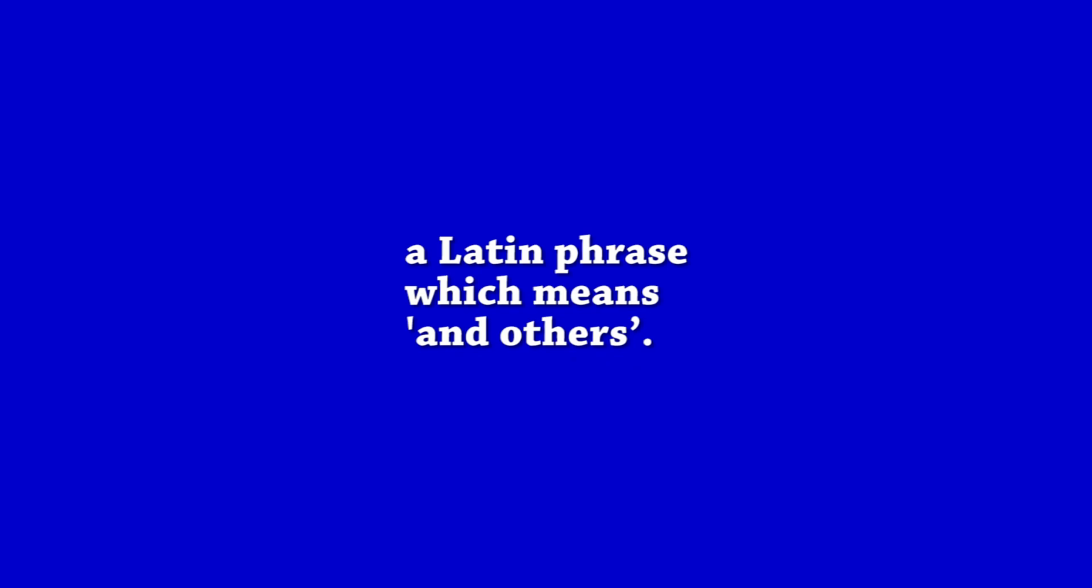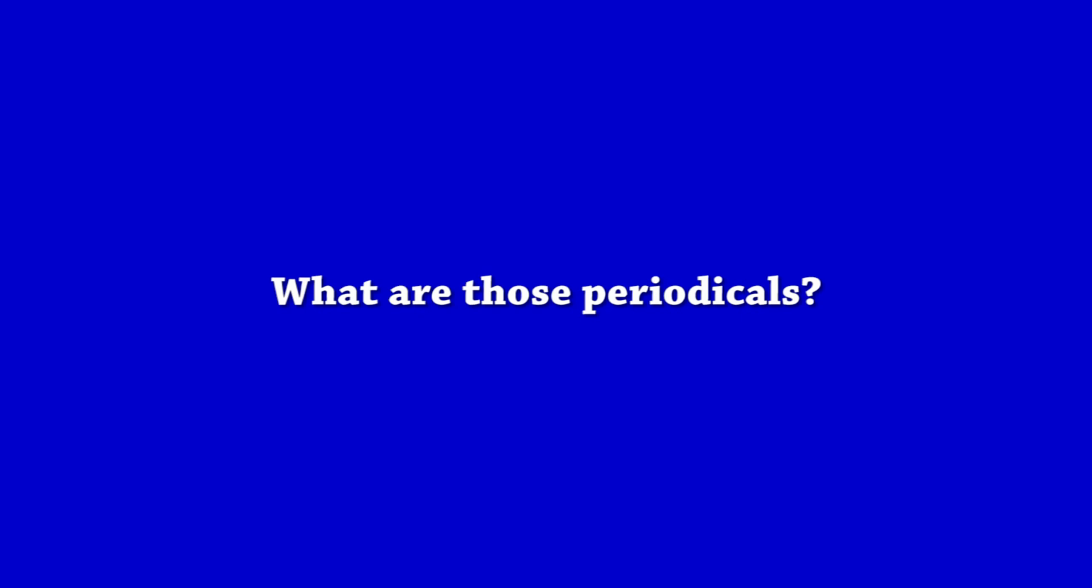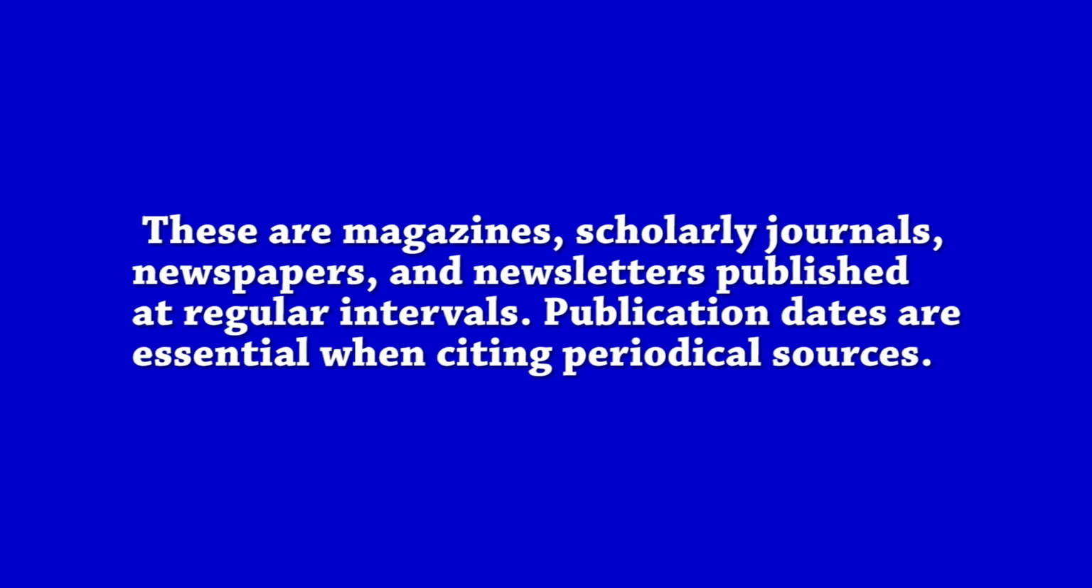We are still under the letter A, print sources. So, number 1 is books and then the second one is periodicals. Kasi printed tayo, di ba? So, ibig sabihin, ang book nakikita nyo naman nakasulat. And periodicals also are written. So, ano-ano yung mga periodicals na yun na nakasulat na nababasa natin? So, these are magazines, scholarly journals, newspapers, and newsletters published at regular intervals. Publication dates are essential when citing periodical sources.